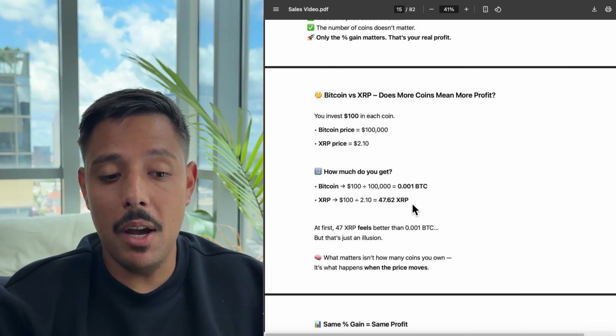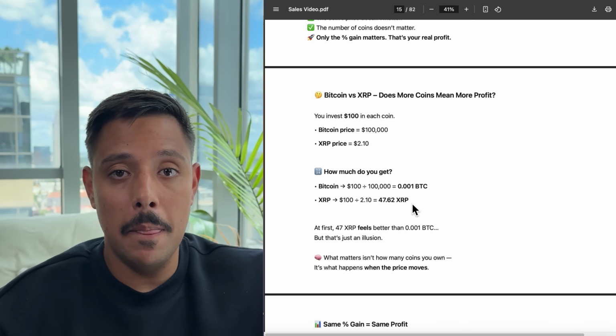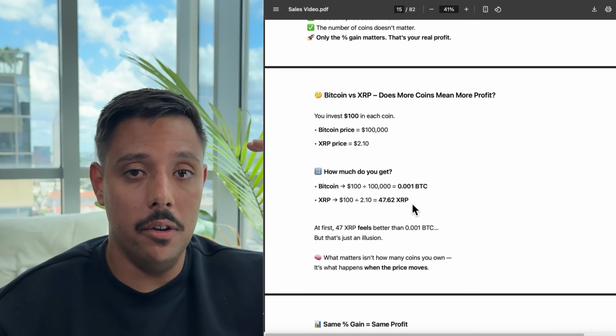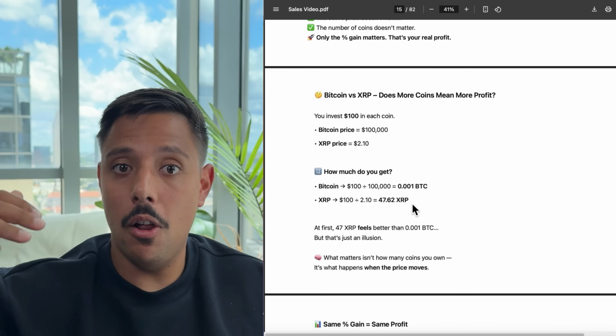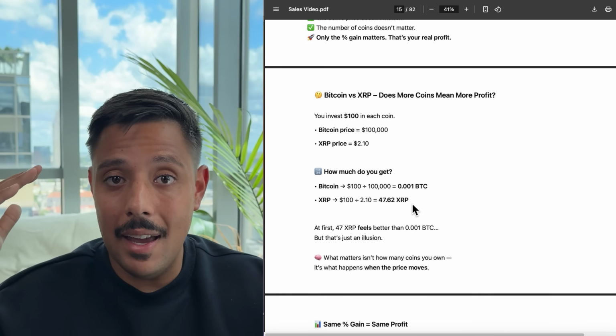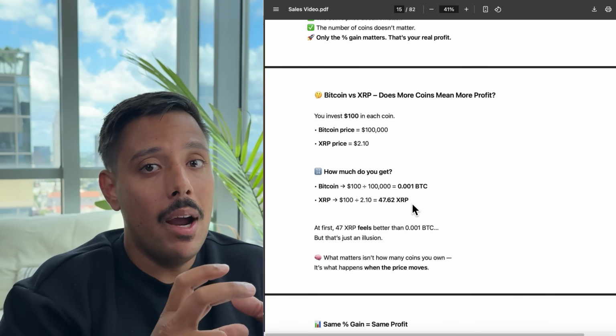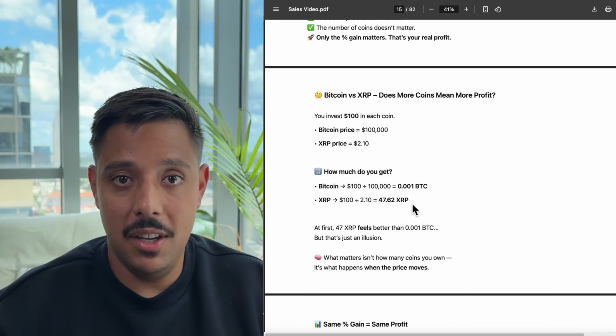But again, that doesn't matter, because if Bitcoin goes up 10%, you just made 10% on the $100. And if XRP goes up 10%, you just made 10% on that $100. So in both cases, you made $10. So again, the price of the coin is irrelevant. And even the market cap.